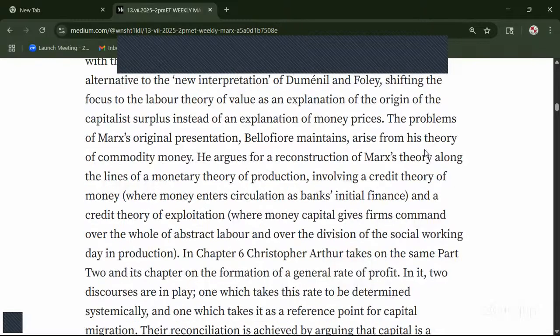In Chapter 6, Christopher Arthur takes on the same Part 2 and its chapter on the formation of a general rate of profit. In it, two discourses are at play, one which takes this rate to be determined systemically, and one which takes it as a reference point for capital migration.